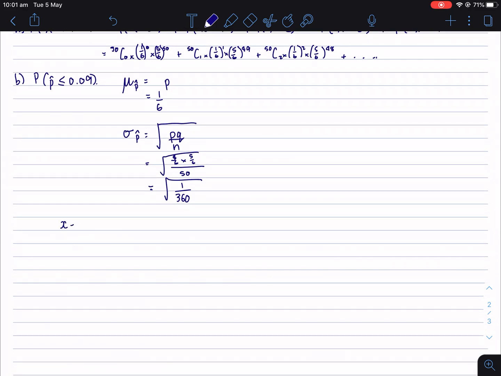Let's say x equals 0.09. We're going to find the z-score because we're normally distributing it. That's the only way to solve these using a table. So the z-score for this one is 0.09 minus the mu, which is 1/6, over the standard deviation, which is the square root of 1 on 360. So we're looking for a z-score of (0.09 minus 1/6) over the square root of 1 on 360, which is negative 1.45, which looks reasonable.